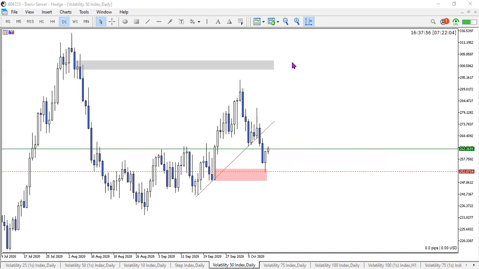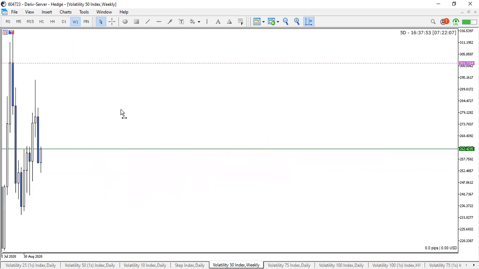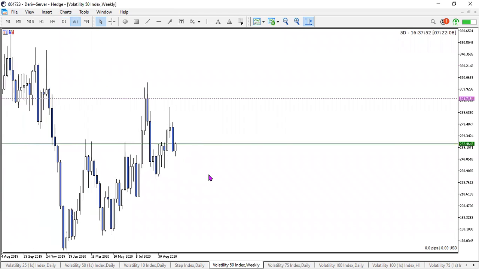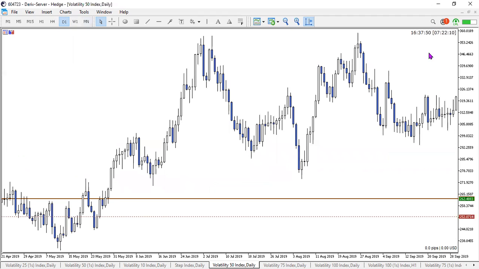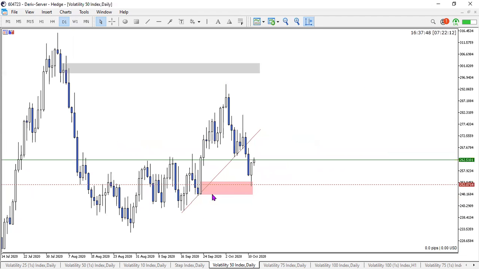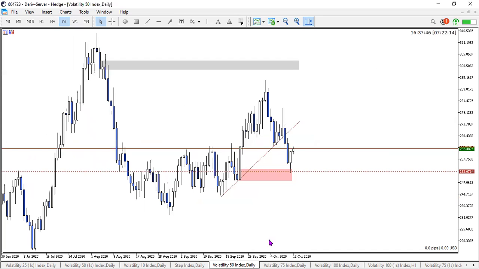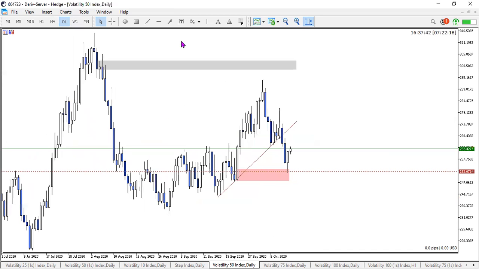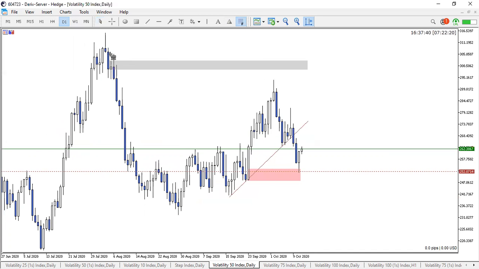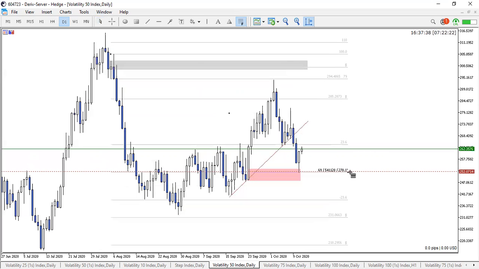So overall on volatility 50 currently, I am buy bias at the moment. The reason for that is because it has tapped into the zone that I've been looking for it to tap into for a buy, right? So I would be looking to see if I can get in some buy opportunities during the course of today, tomorrow, or whenever I do get an opportunity to buy. And I will be targeting that gray zone to the upside that I have.